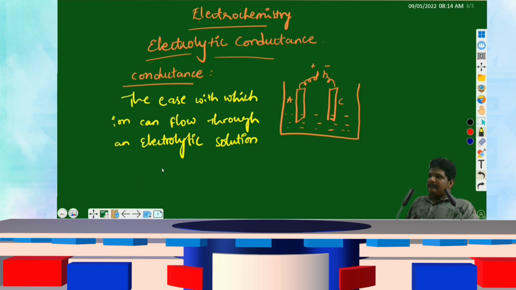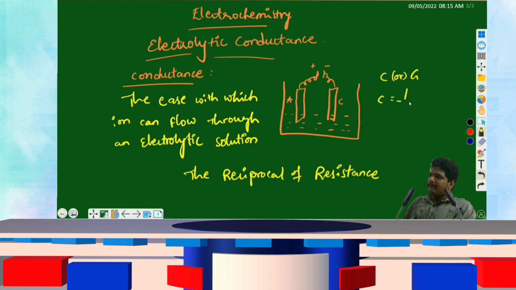It can also be defined as the reciprocal of resistance. The reciprocal of resistance is also called conductance. This conductance is denoted with the symbol C, and sometimes it is also denoted with G, where C is equal to 1 by R. Here R is the resistance. So now, what is meant by resistance?